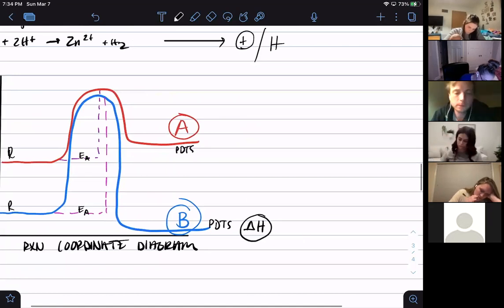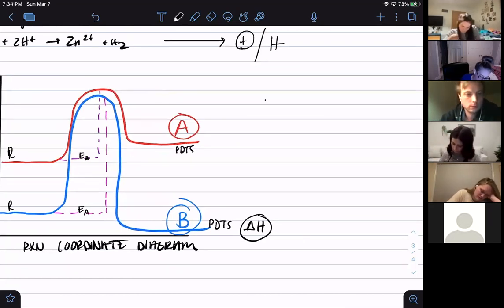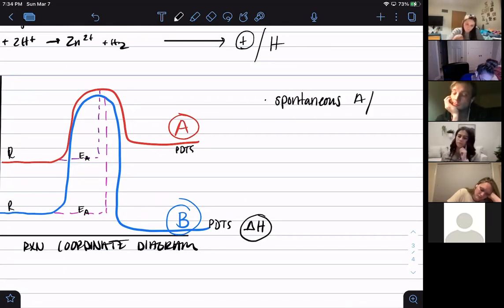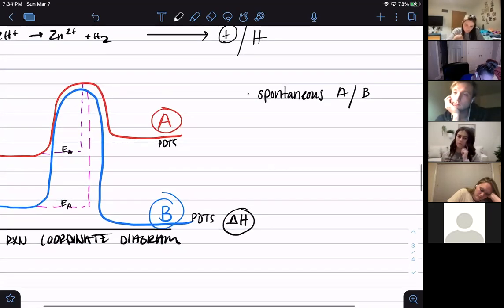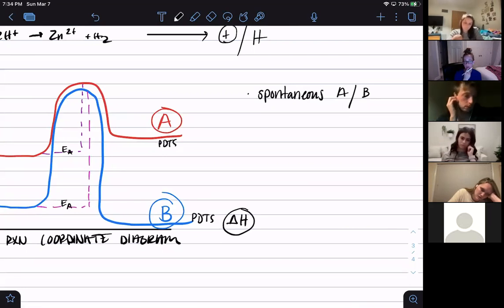Okay, the first thing, no relative order, I'm going to say which one is spontaneous. A or B? Which one would happen on its own? B. Why? Because it's giving off heat or energy.